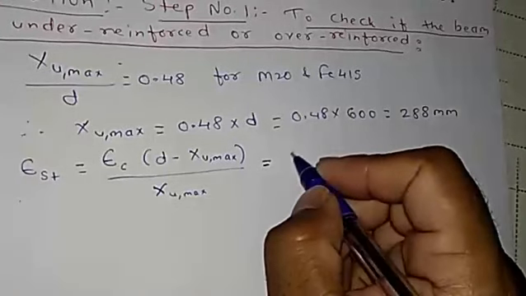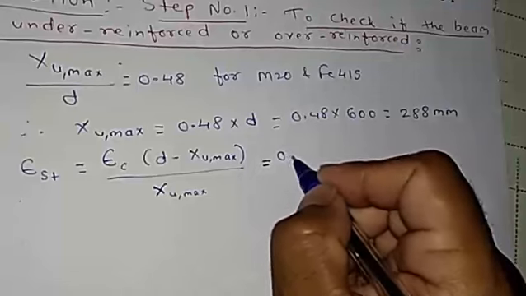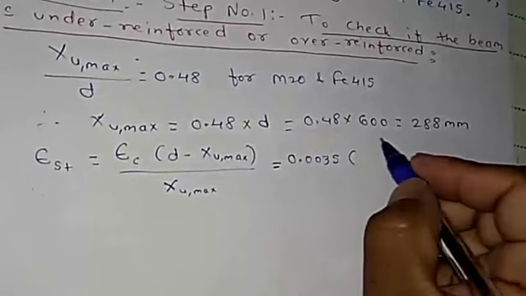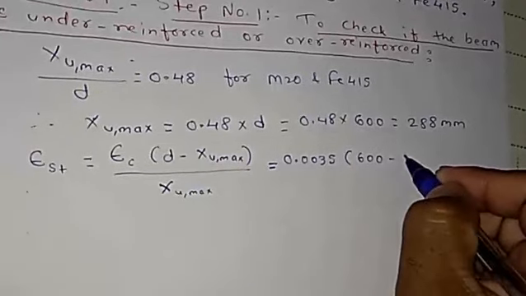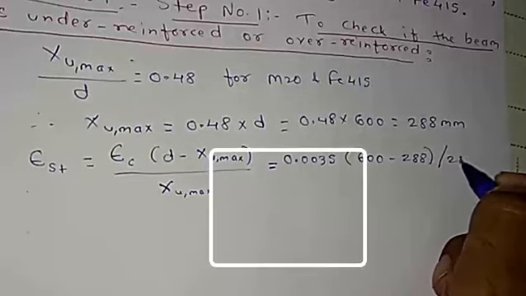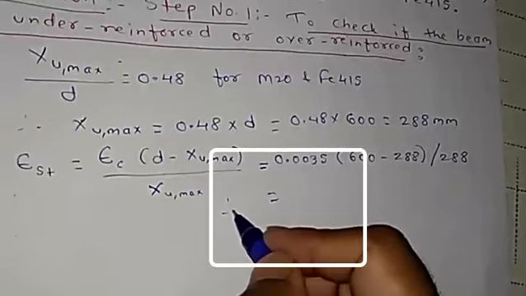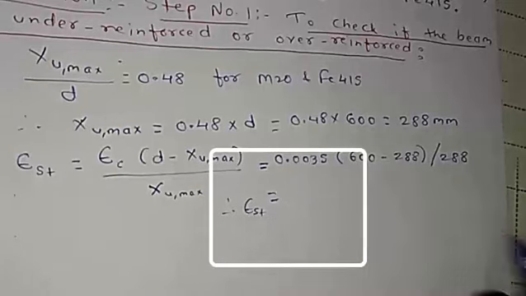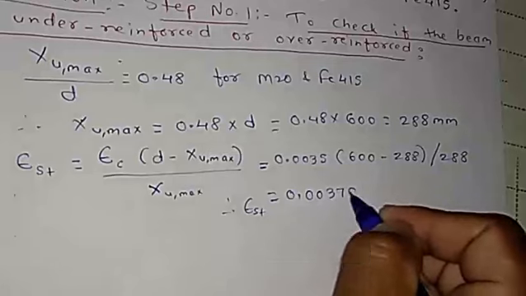And now here, the maximum strain in the compression is 0.0035. d you got here is 600 mm, minus xu max, that is 288, and this is divided by xu max, that is 288. Now if you solve this, therefore epsilon st would be equal to 0.00379.